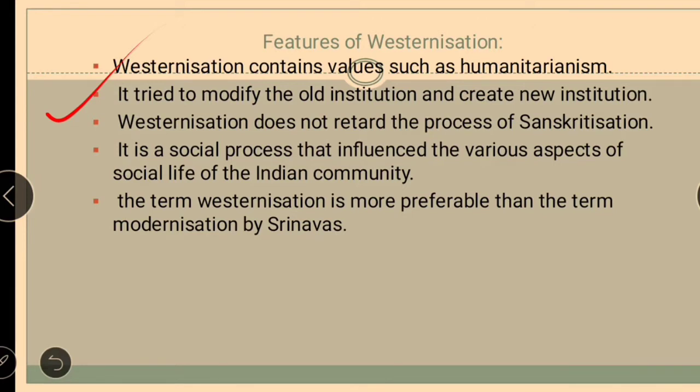Right. Next one is Westernization had modified traditional institutions such as education. Education is now no longer restricted to the upper caste only. It tried to widen the education system. It also created different institutions like law, courts, civil service, etc. Third one, it does not influence or retard the process of Sanskritization. Let's take an example. Though English medium is preferred by most of our education system, and most of the people used to prefer those systems of education, right?